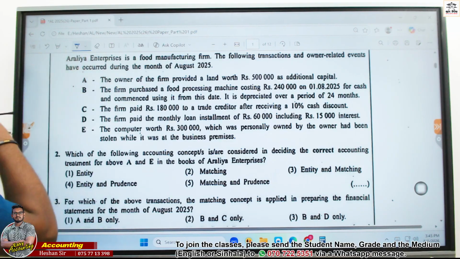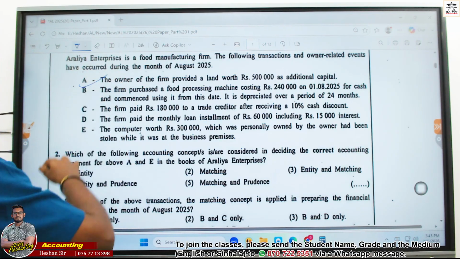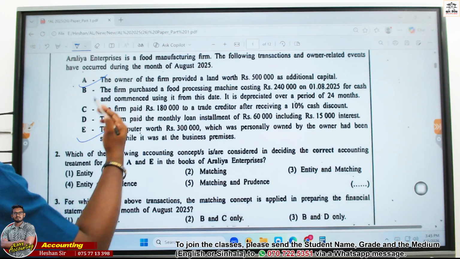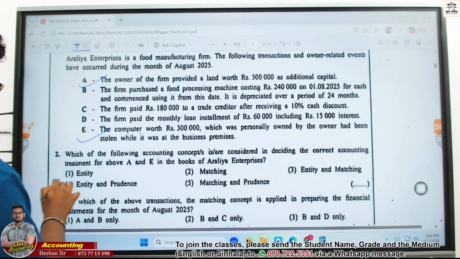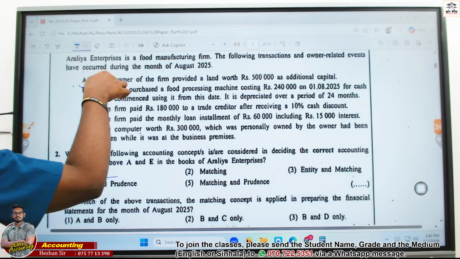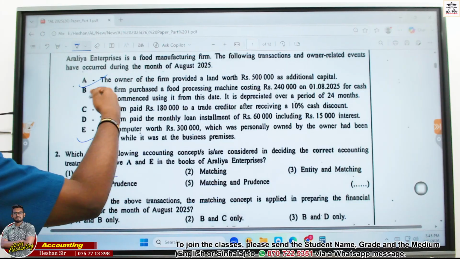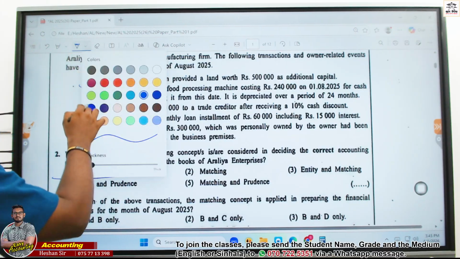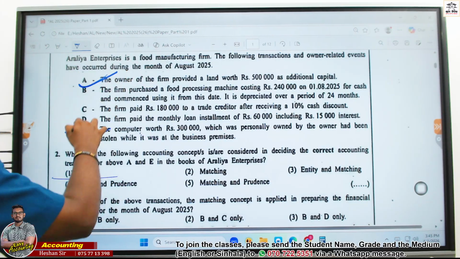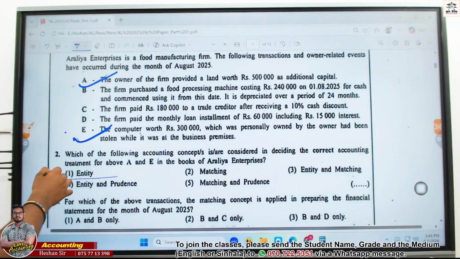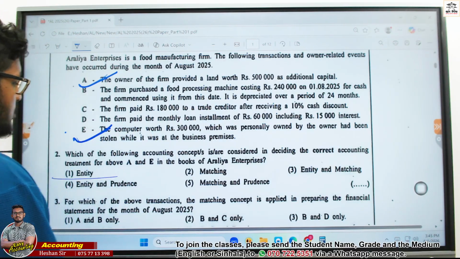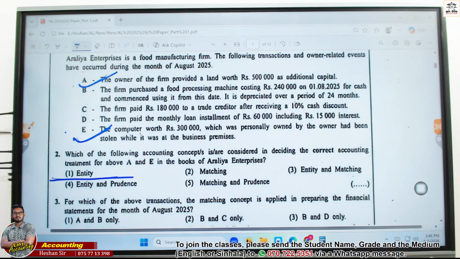Owner invests land as additional capital, which is the owner's personal thing. So we take it what? Accounting entity concept. The entity, why? When the owner invests, owner and business are considered as two parties. That's why there is another element called equity, and the owner's personal things we don't consider. So the answer is entity.